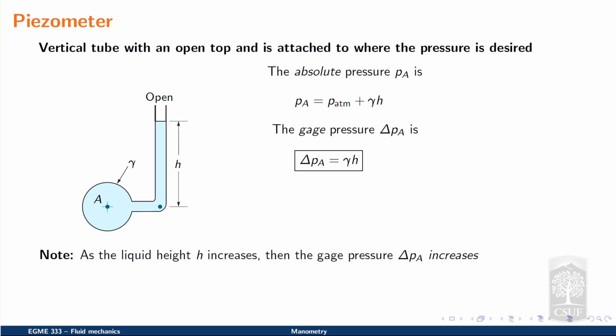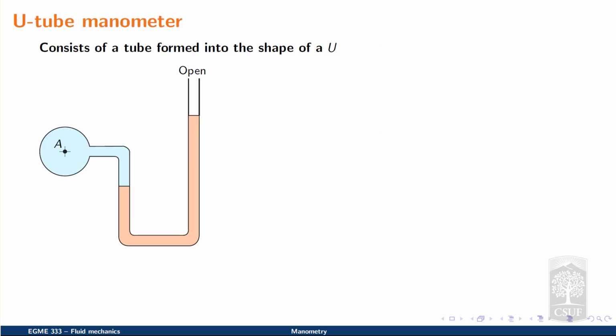Note that for a piezometer, as the liquid height h increases, the corresponding gauge pressure delta P sub A also increases. Next, let's look at a U-tube manometer, which consists of a tube that is formed into the shape of a U, as shown in the diagram below. One end is connected to point A, whereas the other end of the U-tube is open to the atmosphere, similar to the piezometer. However, what you'll notice is that in this example, we are dealing with two separate fluids.